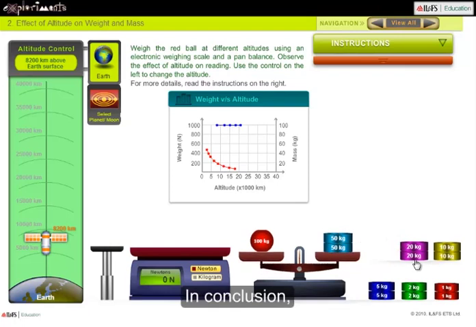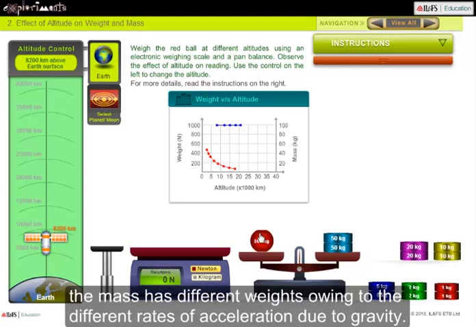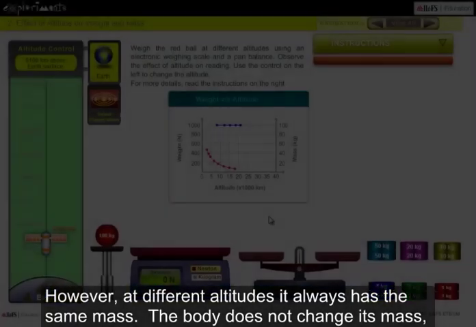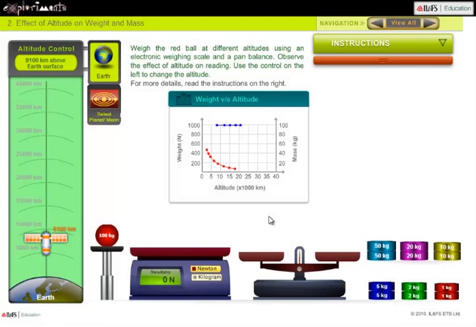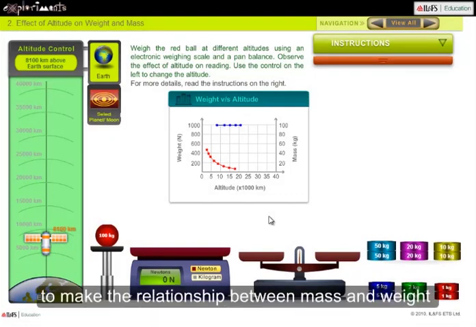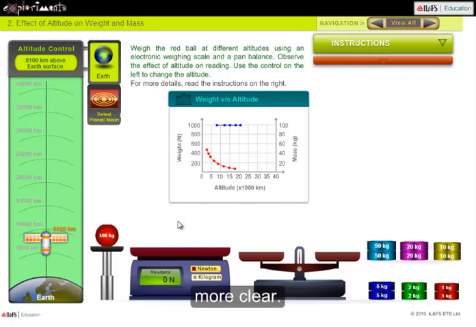In conclusion, at different altitudes, the mass has different weights owing to the different rates of acceleration due to gravity. However, at different altitudes, it always has the same mass. The body does not change its mass, but it changes its weight depending on the altitude. Let us take a couple of measurements to make the relationship between mass and weight more clear.